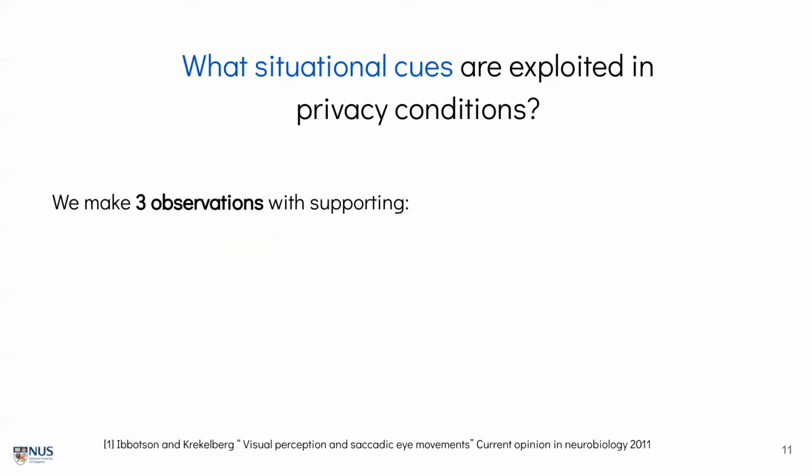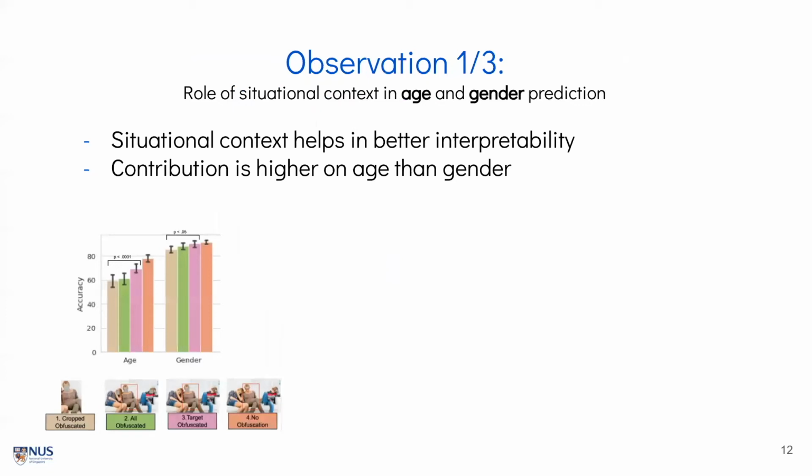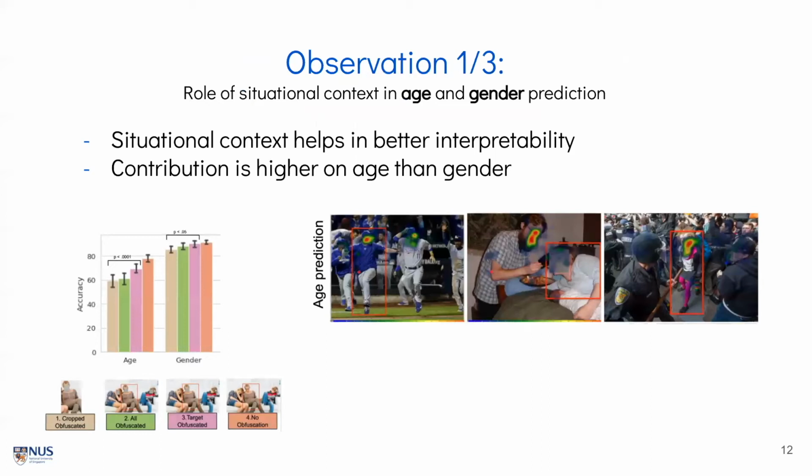Answering the question, what situational cues are exploited in privacy conditions for human attributes prediction? We make 3 observations with supporting eye tracking data, and our results are statistically significant. The first observation states the role of situational context in age and gender prediction. For age estimation, our empirical findings show that participants did rely on the situational context for age estimation of a target by further estimating the age of the teammates or by inferring the relationship.